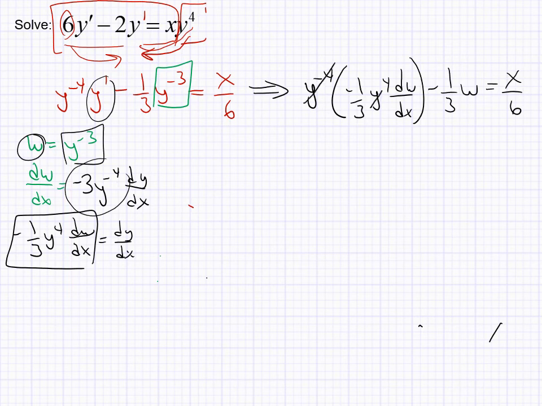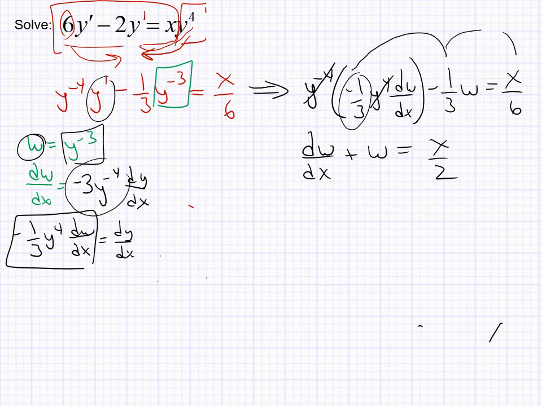So this y to the negative 4 and this y to the fourth cancel. I'll multiply everything through by 3 to get rid of this third. So where am I now? dw/dx plus w equals x over 2. Again, multiply by 3, or sorry, negative 3, because I can get rid of the negative as well, which would then make this a negative here. Okay. All right, now I'm ready to go. P of x is 1, so mu is e to the integral of 1 dx, so e to the x.